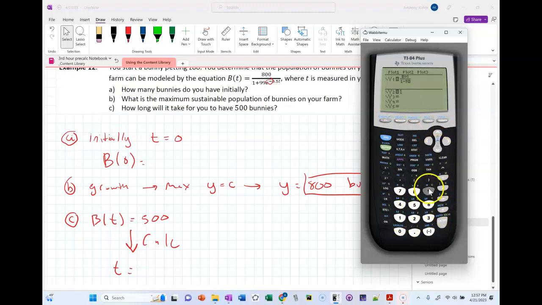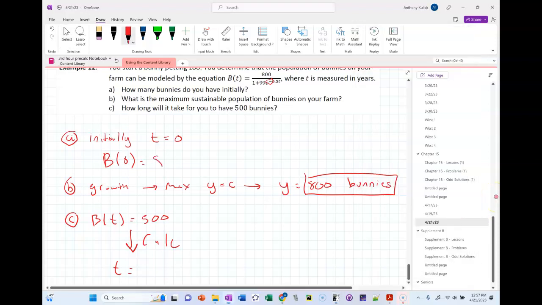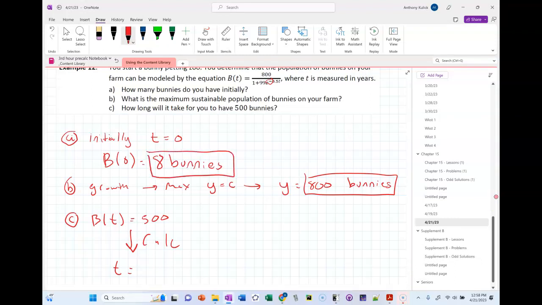So I'm just going to plug in the formula. Notice that I'm using the fraction command on my calculator because that's ever so helpful. Do 500 there. Exit out of here. First thing I'm going to do is that B of 0 that we set in the beginning. So I'll do that with vars function y1. So that's 8 bunnies. We started with 8 bunnies, huh? And let's figure out how long it's going to take us to get to 500.